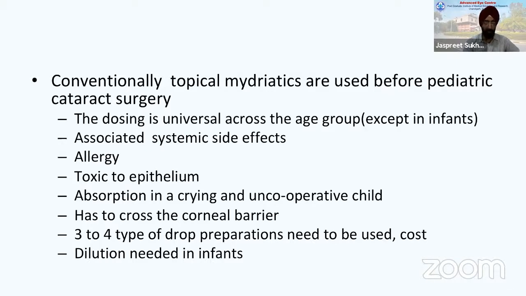The drug has to cross the corneal barrier. There could be issues where you have thick corneas and you might not get a good dilatation because the drug has to cross that barrier. And 3 to 4 drop preparations need to be used, which adds on to the cost. And of course, you have to dilute them in infants.